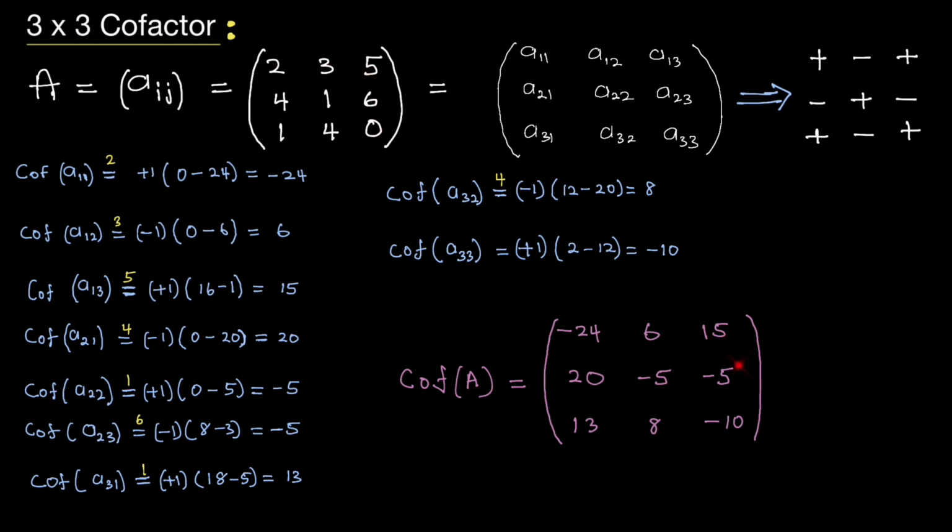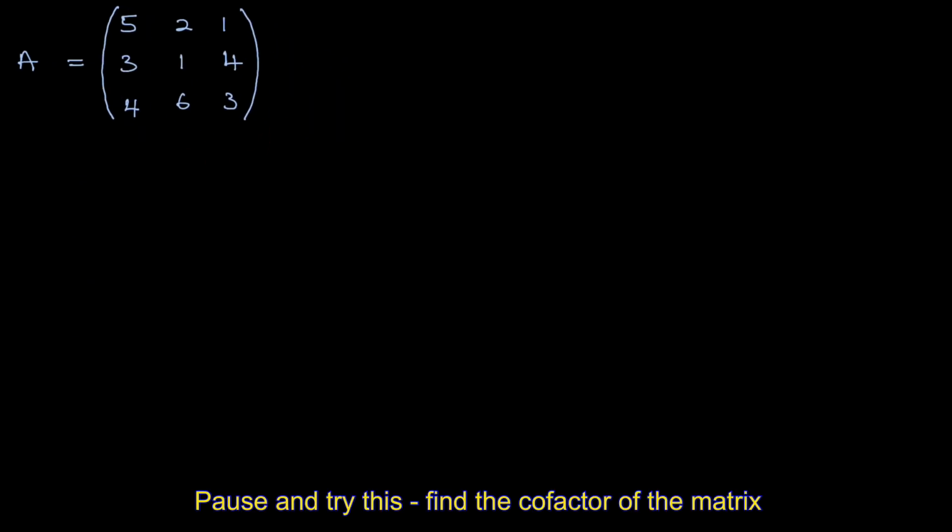We also use the cofactor to find the adjoint of a matrix, which is then used to find the inverse of a matrix. The transpose of the cofactor matrix gives us the adjoint, and the adjoint over the determinant of a matrix is the inverse of the matrix. Here's an example, and try it and see what you get.